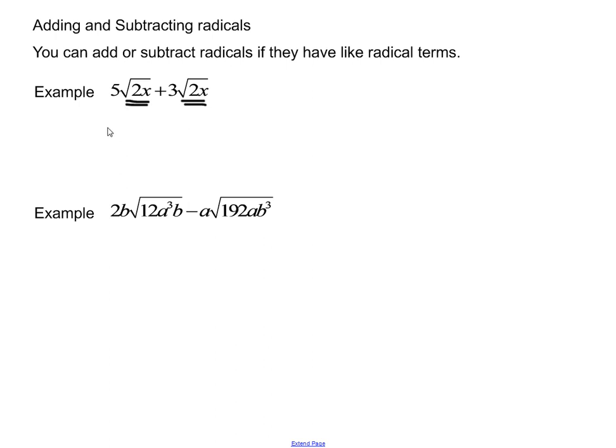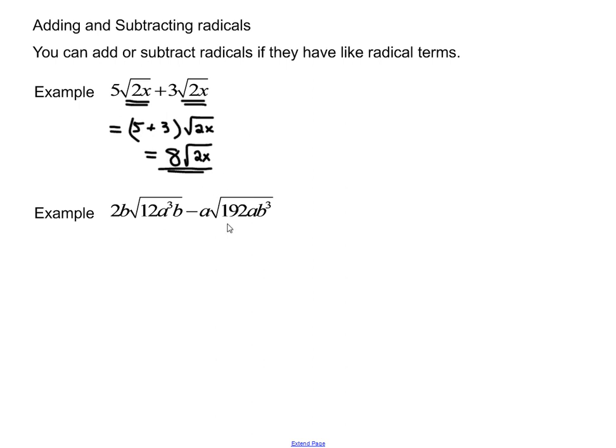And so we add or subtract these like terms by adding and subtracting their coefficients. This is really a lot like saying 5 plus 3 times the square root of 2x, right? And, well, 5 plus 3, what's that? That's 8. So it's 8 times the square root of 2x. So if you think about it as a distribution property problem, we can see this is 8 times the square root of 2x. That would be our simplified form.